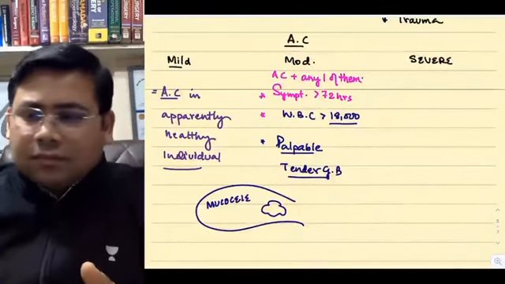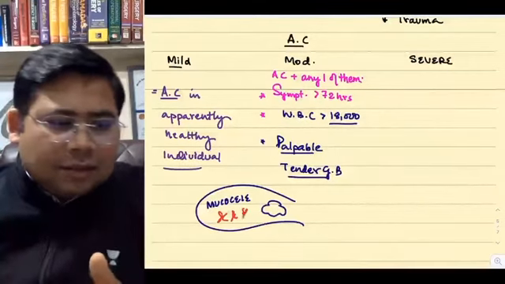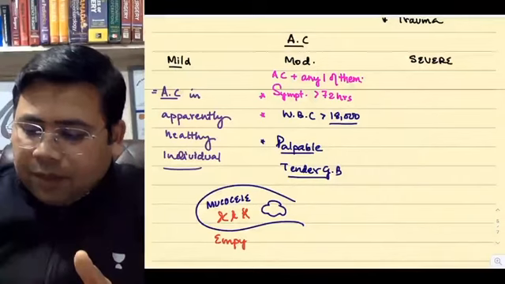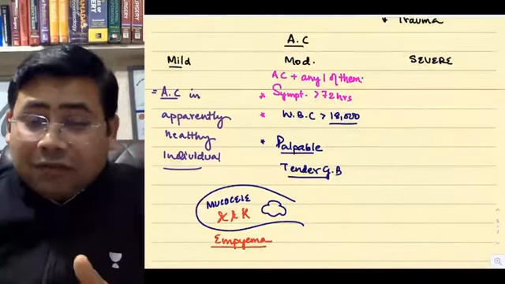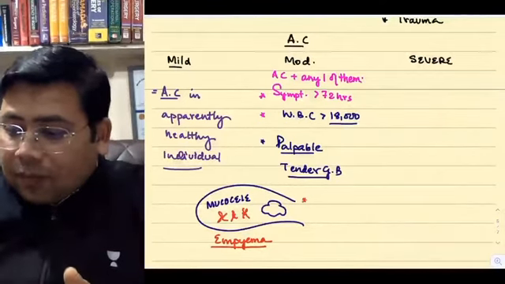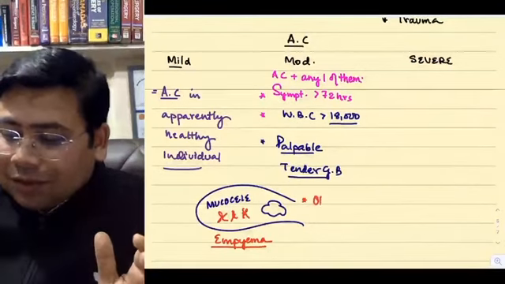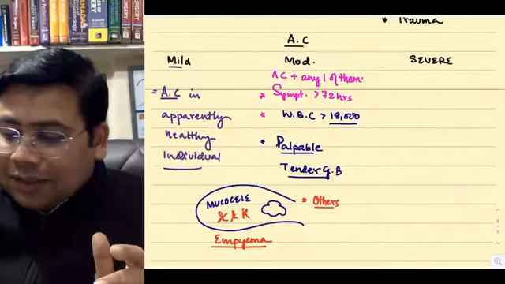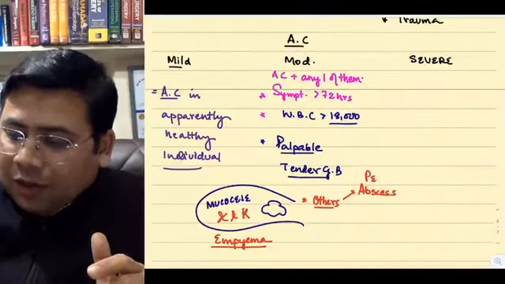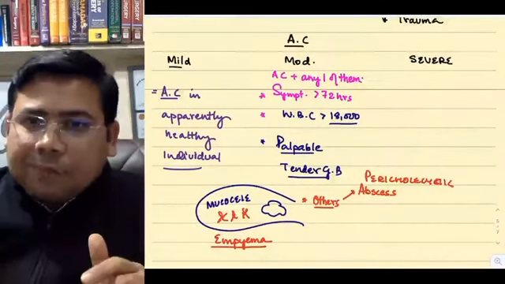Or if the infection goes further, what is this known as? Empyema gallbladder. Empyema, not emphysema. Or signs of necrotizing lesions, or others. What are the others which could be included in this? Yes, a pericholecystic abscess.